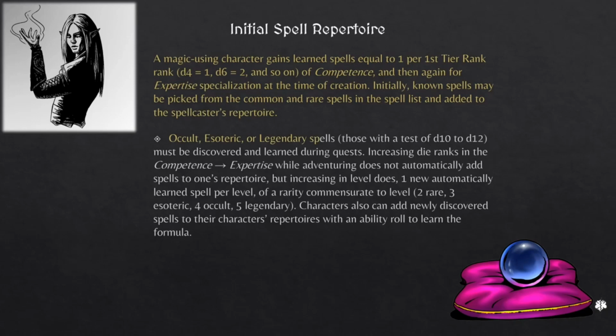Occult, esoteric, or legendary spells, those with a test of D10 to D12, must be discovered and learned during quests. Increasing die ranks in the competence and expertise skills while adventuring does not automatically add spells to one's repertoire, but increasing in level does. 1 new automatically learned spell per level, of a rarity commensurate to level. Characters can also add newly discovered spells to their characters' repertoires with an ability roll to learn the formula.